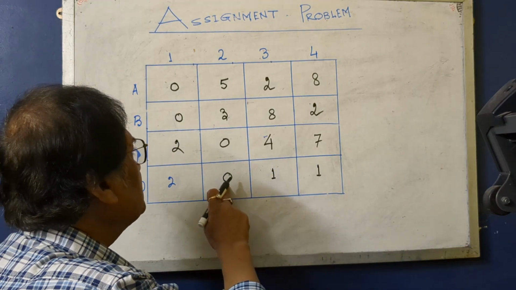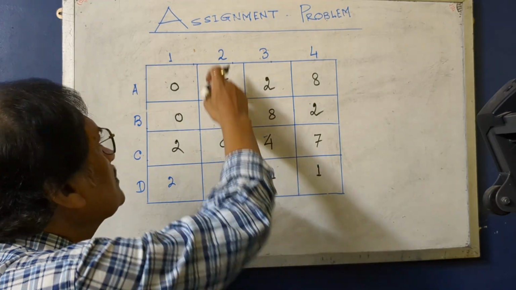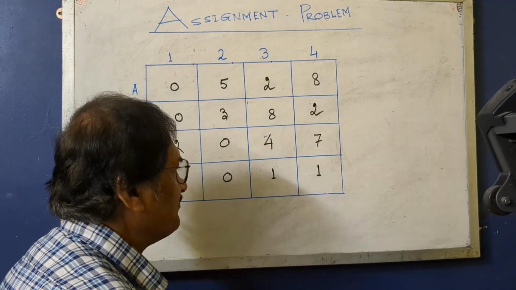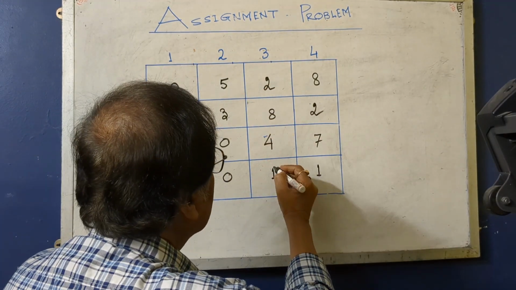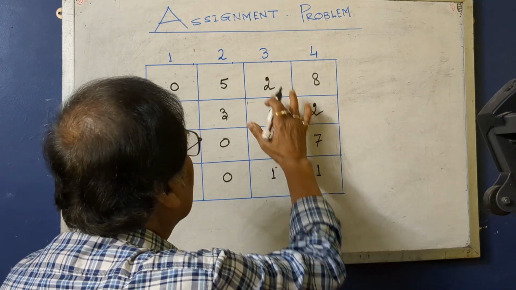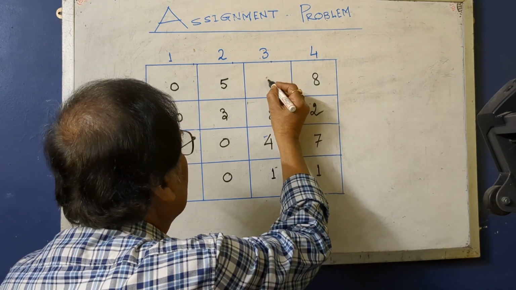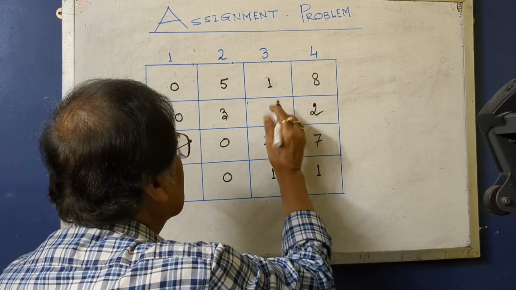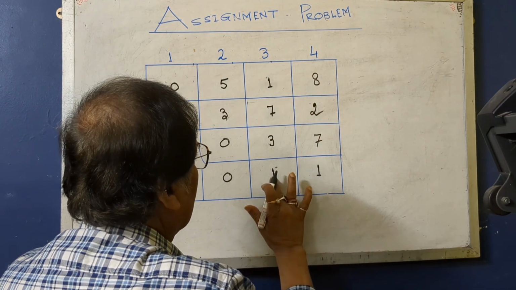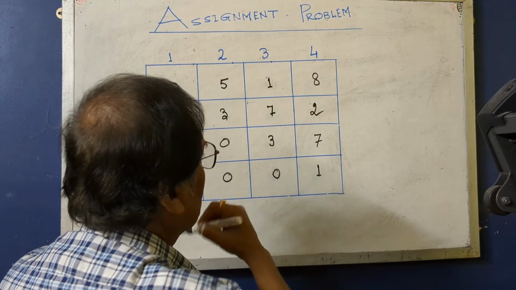The minimum element is 0. If you subtract 0 from all other elements of this column, the value remains the same. But in this case, it will change. What is the minimum element? In this case, it is 1. You have to subtract 1 from all the elements of this column. In that case, this will be 1. Then 8 minus 1 is 7. And 4 minus 1 is 3. And 1 minus 1 is 0.